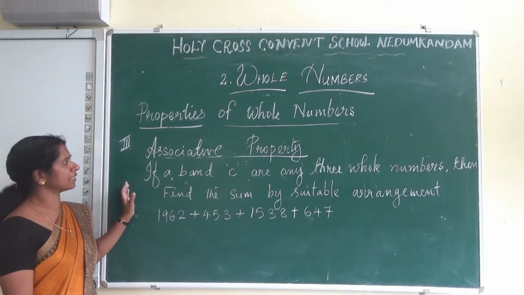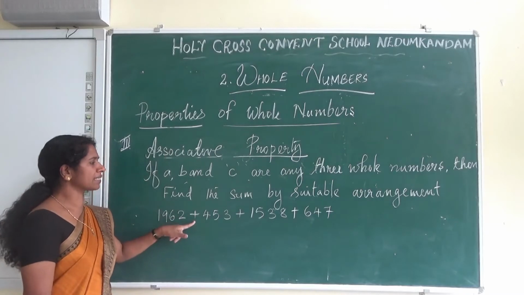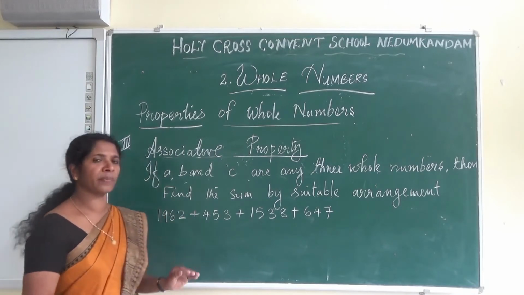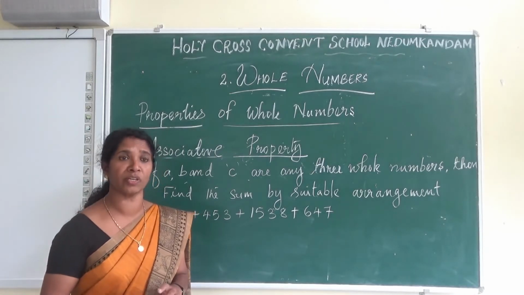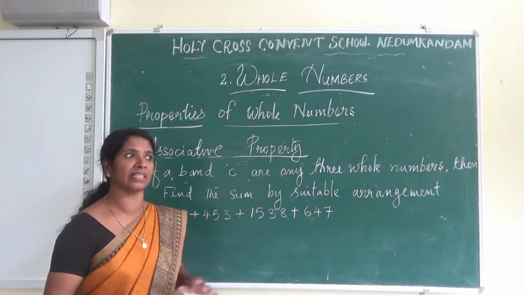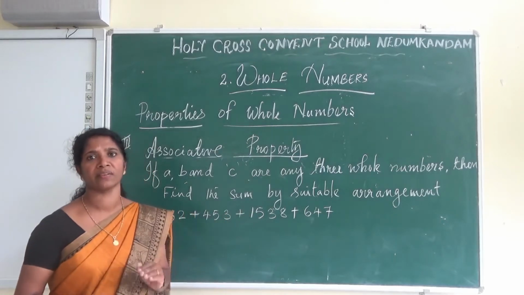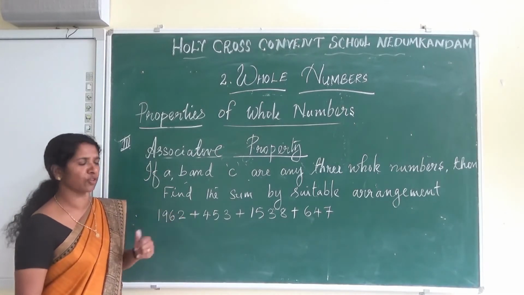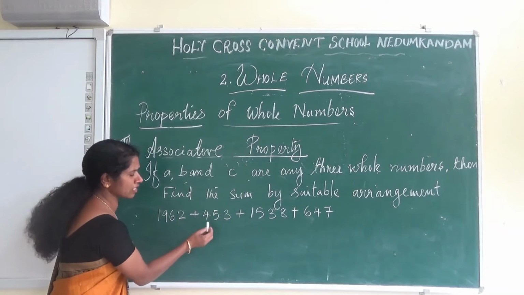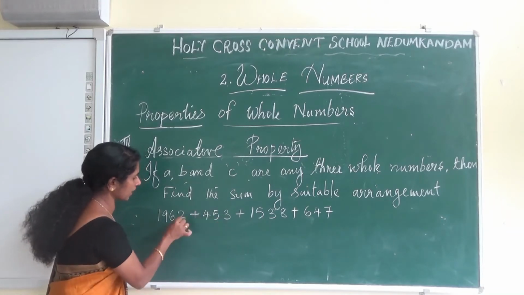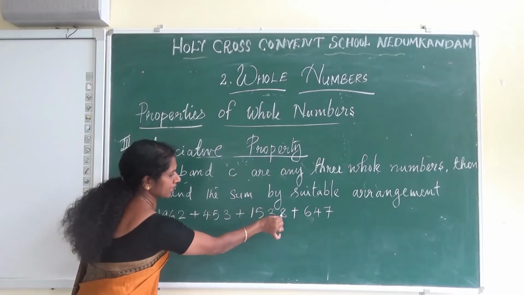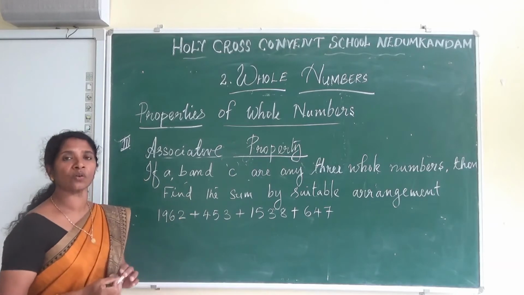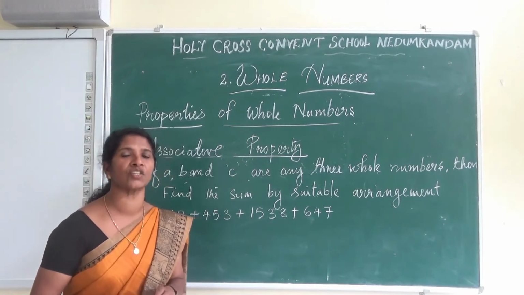Here, how can we apply this associative property? The associative property says that we can add or multiply the numbers in any order. Why are we applying these properties for addition and multiplication? Because we have to do it very fast. The calculation will become easier when we apply the property. So here we have to think about which 2 numbers we have to group first. Here, when we are adding the ones place, that is 3 plus 2, 3 plus 2 is 5. But think about this digit in the ones place, that is 8. 8 plus 2 is 10.